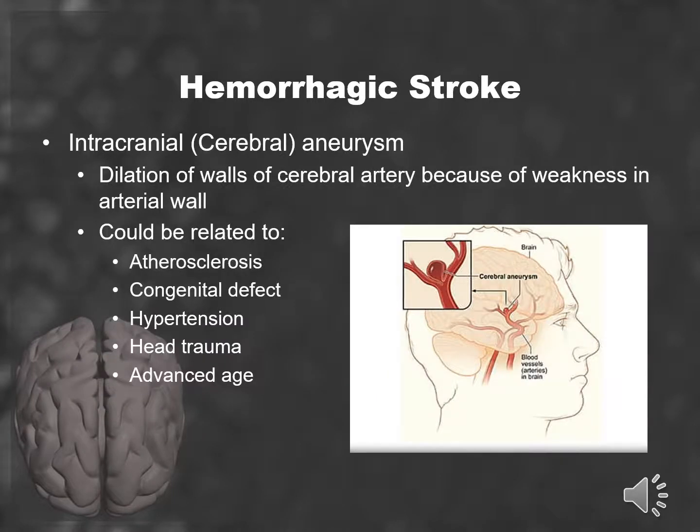An aneurysm is a dilation of the walls of an artery because the wall has weakened. So in that picture, you can actually see what a cerebral aneurysm looks like. These aneurysms can be related to things like atherosclerosis, hypertension, even having head trauma, or just with age, people can develop aneurysms. So rupture of one of these aneurysms is a potential cause for a hemorrhagic stroke.